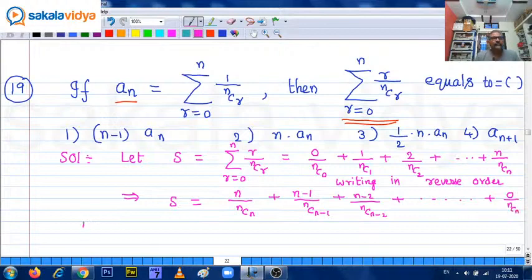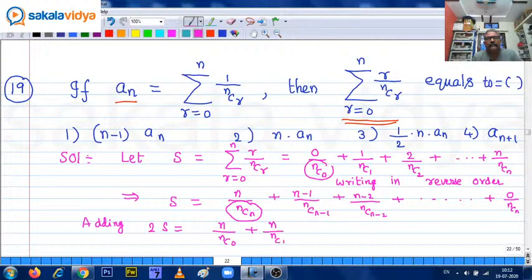Adding these two, S plus S, we get it now. See, it's very clear. nC0 and nCn both are the same. You get n upon nC0, plus n minus 1 plus 1, n upon nC n minus 1, which is the same as nC1, plus next n minus 2 plus 2 is n, n upon nC2, and so on. Adding these two, n upon nCn.